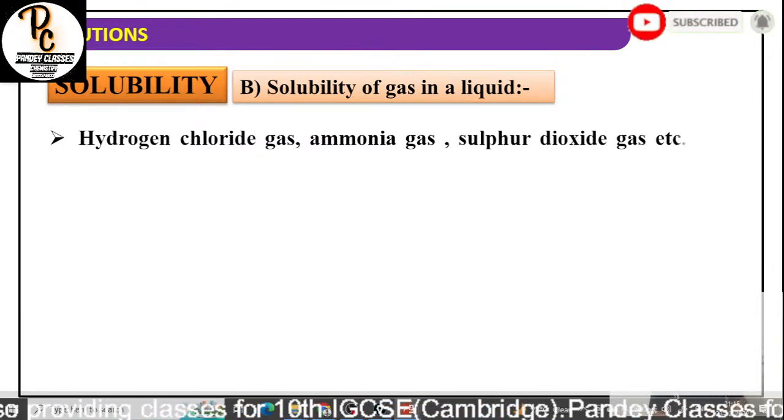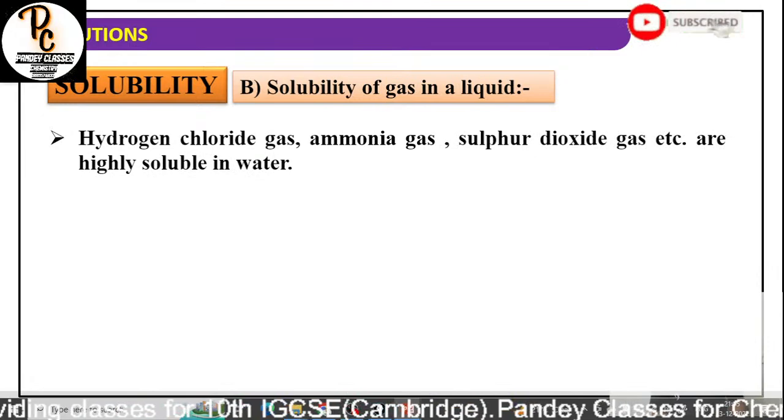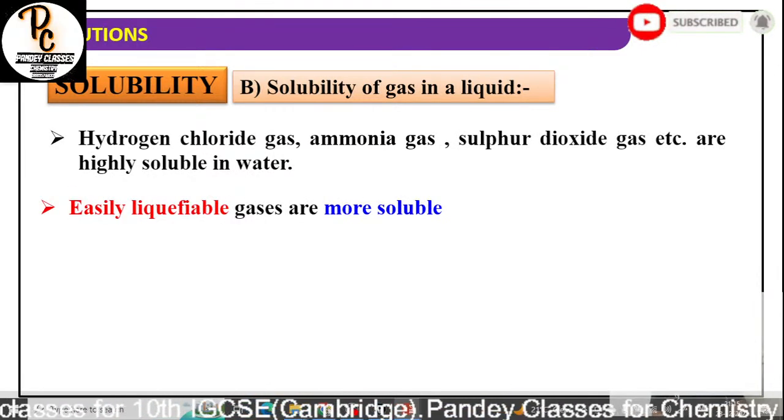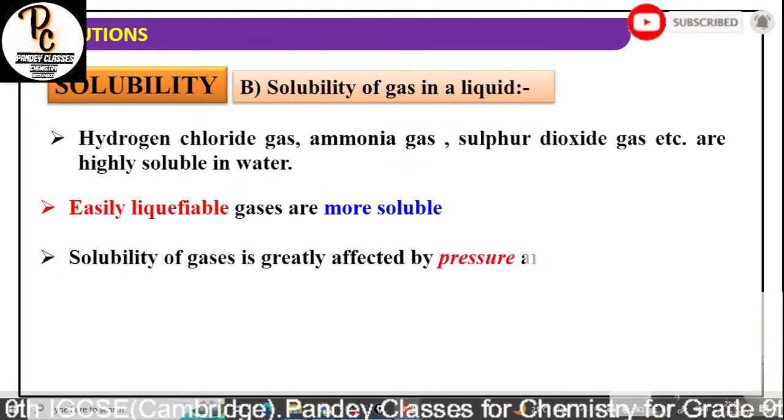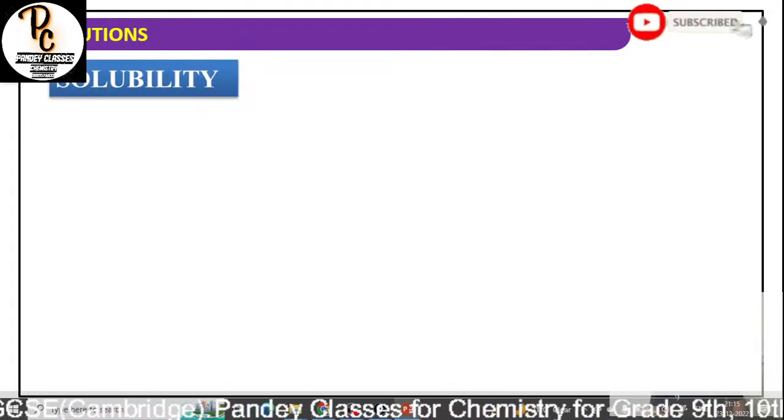Hydrogen chloride gas, ammonia gas, sulfur dioxide gas, etc. are highly soluble in water. Easily liquefiable gases are more soluble. Solubility of gas is greatly affected by pressure and temperature.